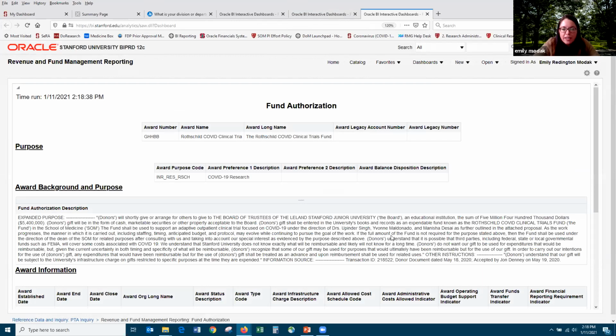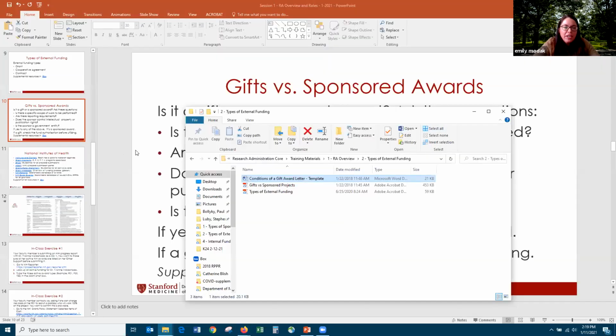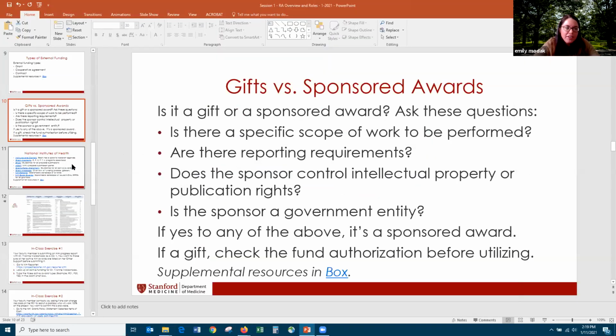And it says, if the full amount is not required for the purpose stated above, it shall be used under the direction of the Dean of the School of Medicine for related purposes after consulting with us and taking into account our special interest as evidenced by the purpose described above. So you can see there are very different fund authorizations between those two gifts. That's why you want to be careful when you are working on these awards. We're going to talk more about internal funds in our breakout room sessions, but I just wanted to give you the overview there.